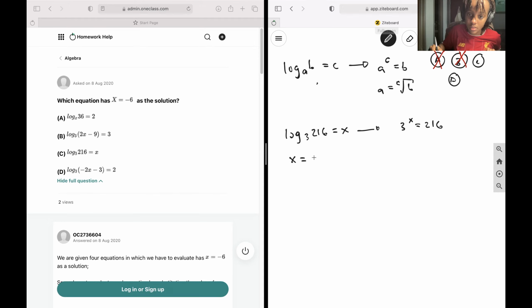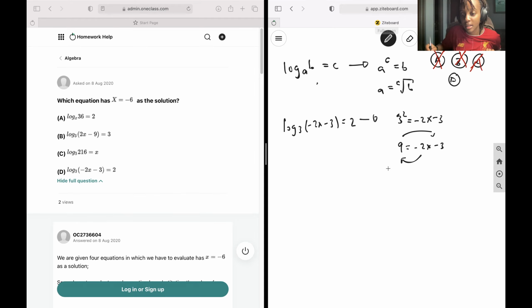Okay, so D states log base 3 of -2x minus 3 equals 2. Let's express that in exponential form so we can solve for x. So this would be 3 squared equals -2x minus 3. 3 squared is 9 is equal to -2x minus 3. Let's move the 2x here so we can make it positive and the 9 to the other side. And that becomes 2x is equal to -3 minus 9. 2x is equal to -12. Divide out the 2. x is equal to -6. So this is the solution that we're looking for. So the correct answer is D.